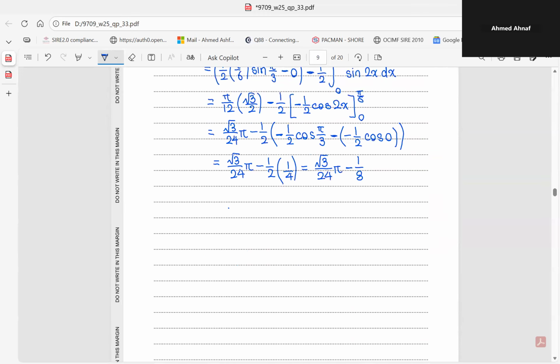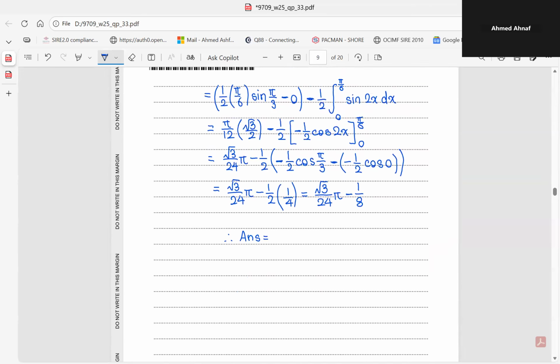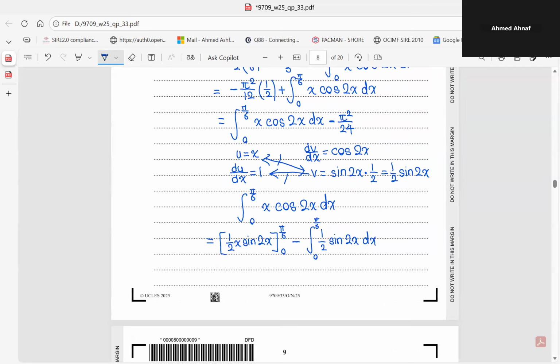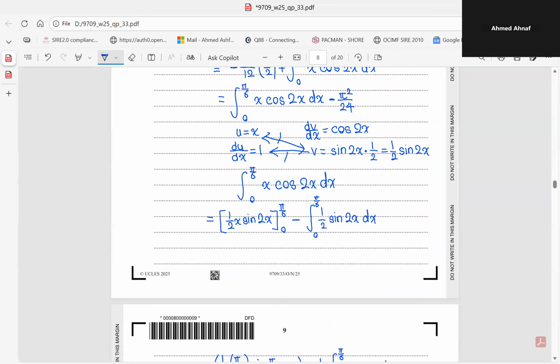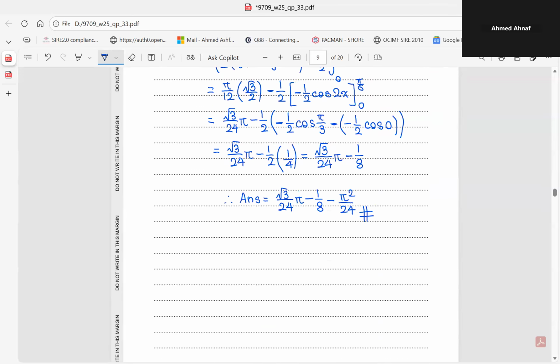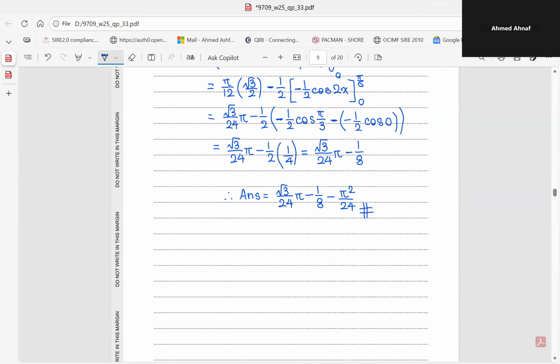Okay, now we can find our final answer, which is square root 3 over 24 pi minus 1 over 8 minus pi squared over 24. Yeah, I don't think we can simplify any further, so we can leave our answer as this. So this would be our final answer for this entire question.